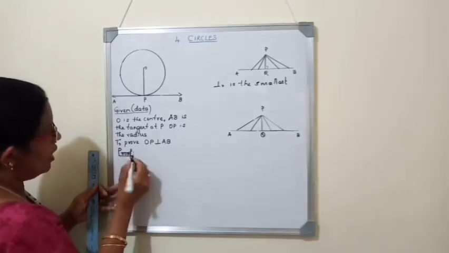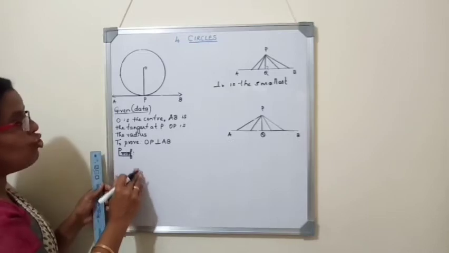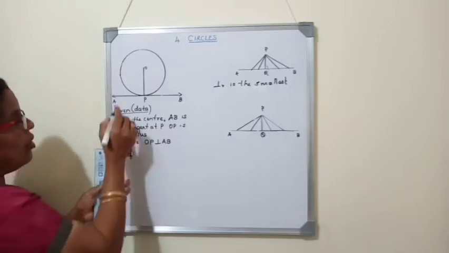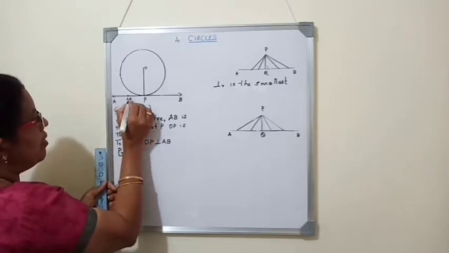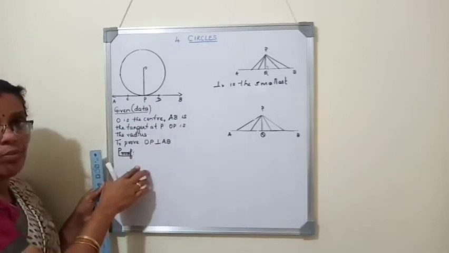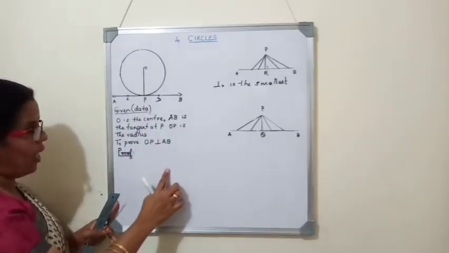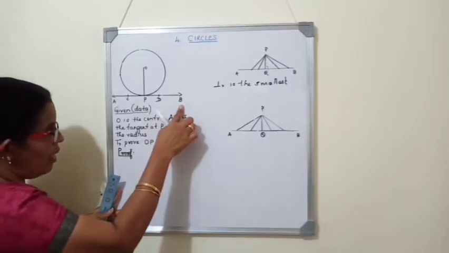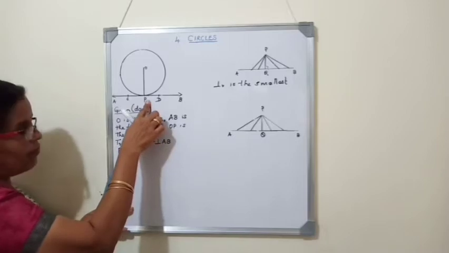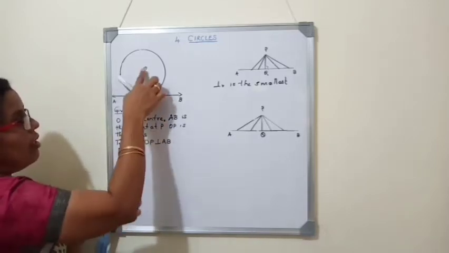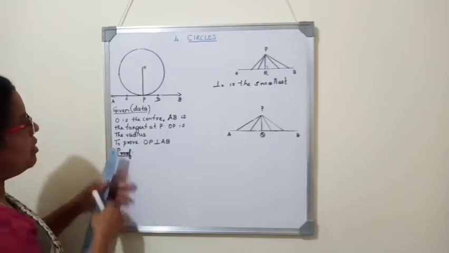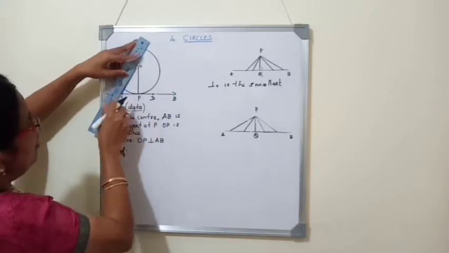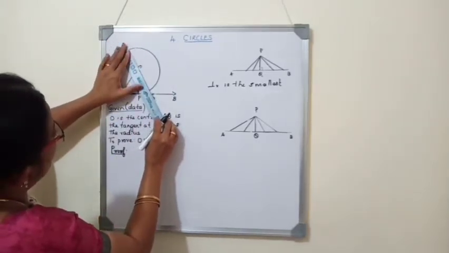So here the proof is we have to mark 2 points on the line AB very close to P. So let me mark here C and here D. In the proof we have to write: mark 2 points C and D on the line AB, which are very close to P. Now what we have to do is join C and D to O. That is, join OC and OD.